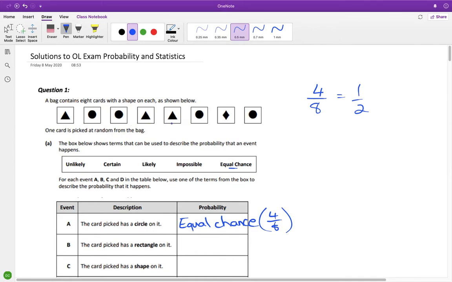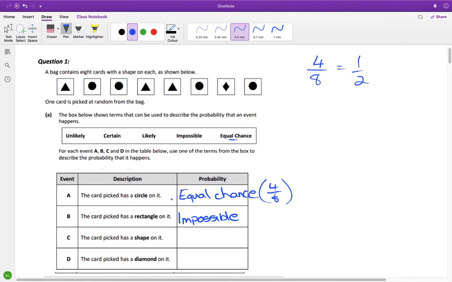The card picked has a rectangle on it. There is no rectangle, so that's going to be impossible. Can't pick it if it's not there. The card picked has a shape on it. Well, every single card has a shape on it, so that is certain that you pick a card and there's a shape on it.